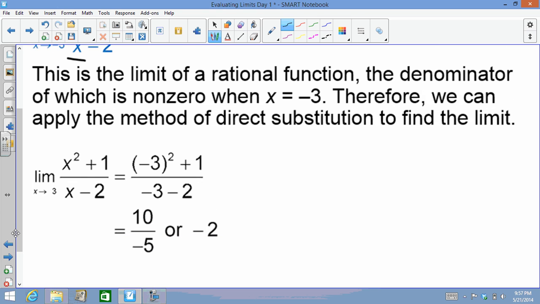It's kind of hard to see that -3 in that part there, but it's a -3. I'm going to put a -3 in there, and I'm going to get -3 squared plus 1 over -3 minus 2, which if I do the math, I just end up with 10 over -5, which is in fact -2. So that's my limit. And again, if I were to graph any of these, I would still see that if I look at the x value of -3, my y value should be -2.